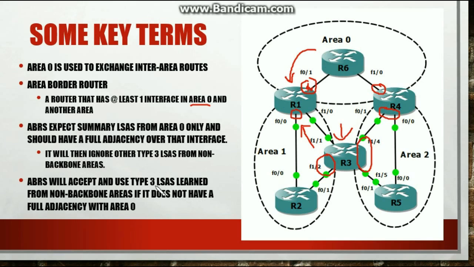Also, ABRs will accept and use type 3 LSAs learned from non-backbone areas if they do not have a full adjacency with area 0. So what is that saying? That is saying, if R3, let me clear this off, does not have a full adjacency with the backbone area, then we can create an interface and put it in area zero, and it won't have a full adjacency, it will have a partial adjacency. So he's like, well, that's good enough, and I'll be able to pass routes back and forth.